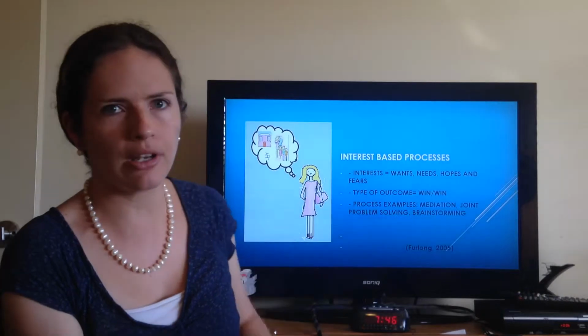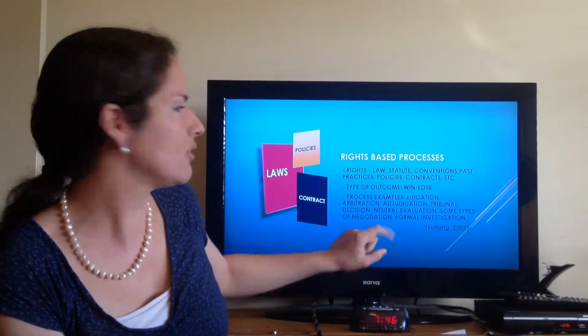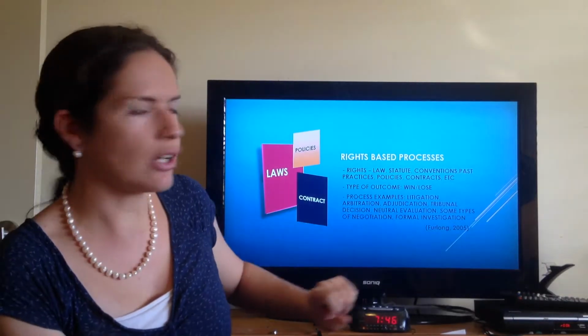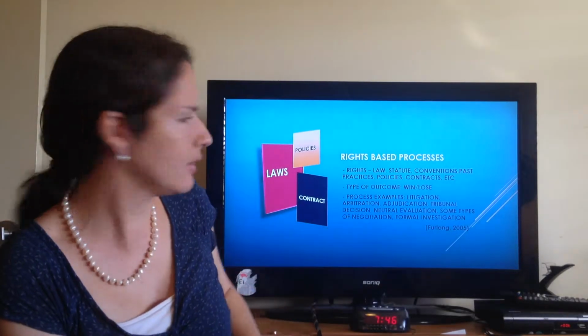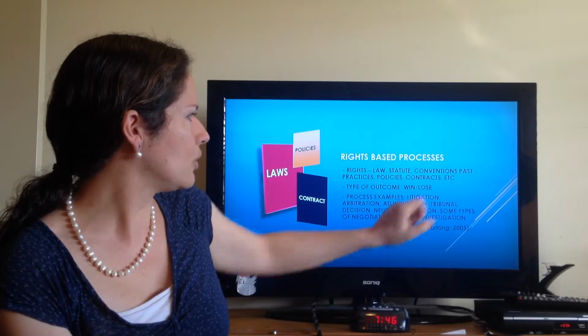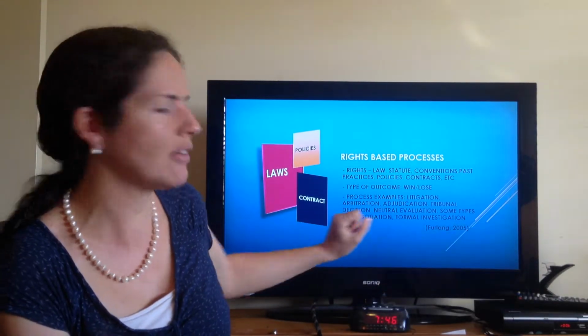Rights-based processes focus on the rights of the parties. The rights usually come from the law, statutes, convention, past practices, policies, and contracts. The outcome in these kinds of processes is usually a win-lose situation, and some examples are litigation, arbitration, adjudication, and tribunal decisions.